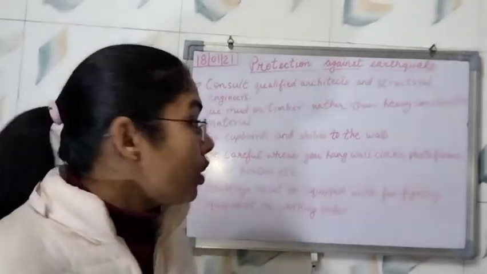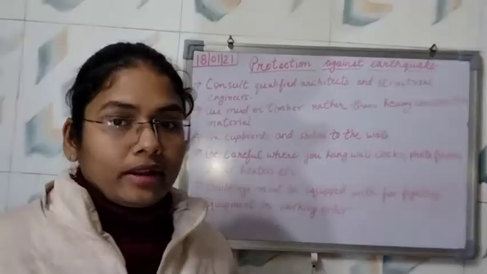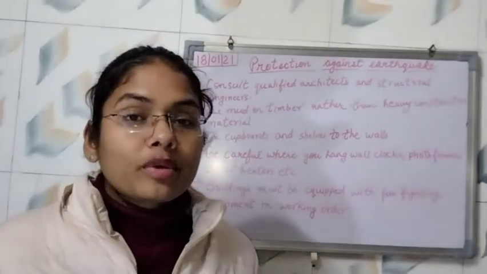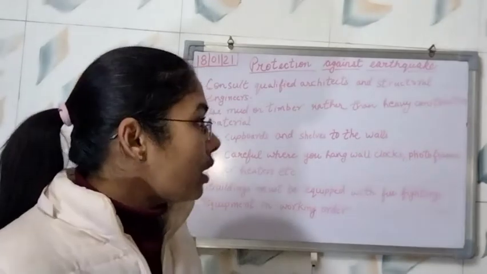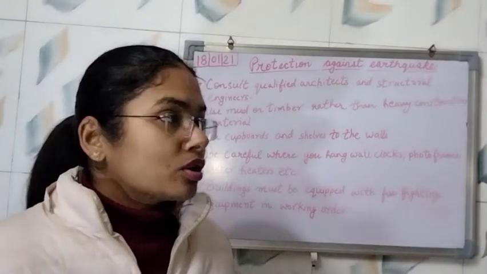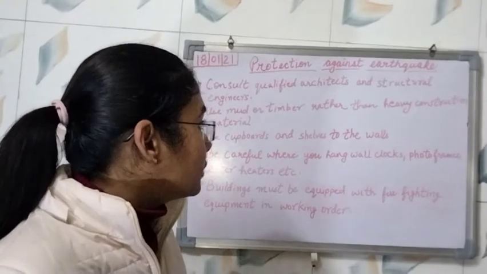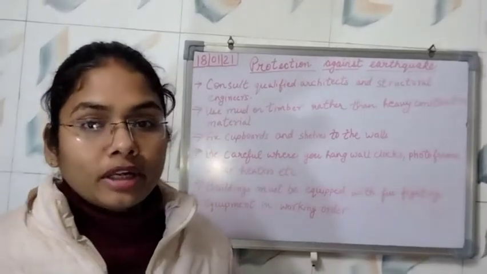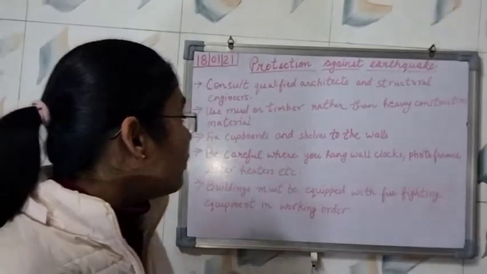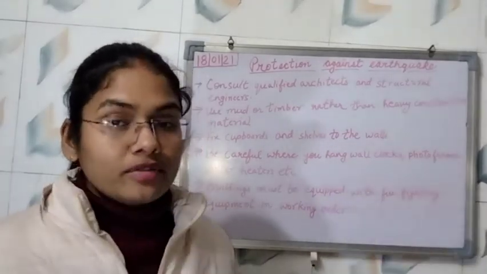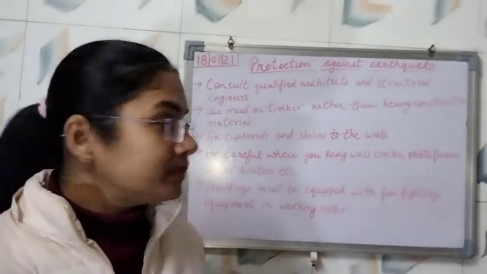The next we have, one should use mud or timber rather than heavy construction material. Why is it so? It is so because if in future there is a fall of structure, there may not be heavy damage. And if we use heavy construction material, there will be chances of more damage. The next we have, one should fix cupboards and shelves to the walls so that they may not fall easily.